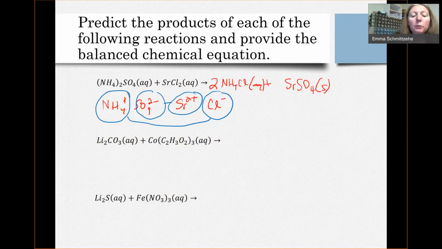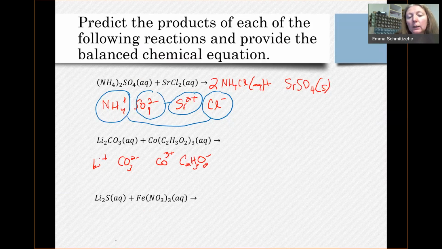Okay, the next one, we've got Li2CO3, so our cation is lithium ion, so Li+, and our anion is CO3 2-. Okay. And then for the other one, we have cobalt. Now, cobalt can have more than one charge, so I don't know the charge of that yet. I have to base it on the anion that's there. So the anion C2H3O2, and if you don't know the charge of that, you look it up in a table, and that's always a -1. And if there's 3 of those with one cobalt, then the cobalt must be a 3+.